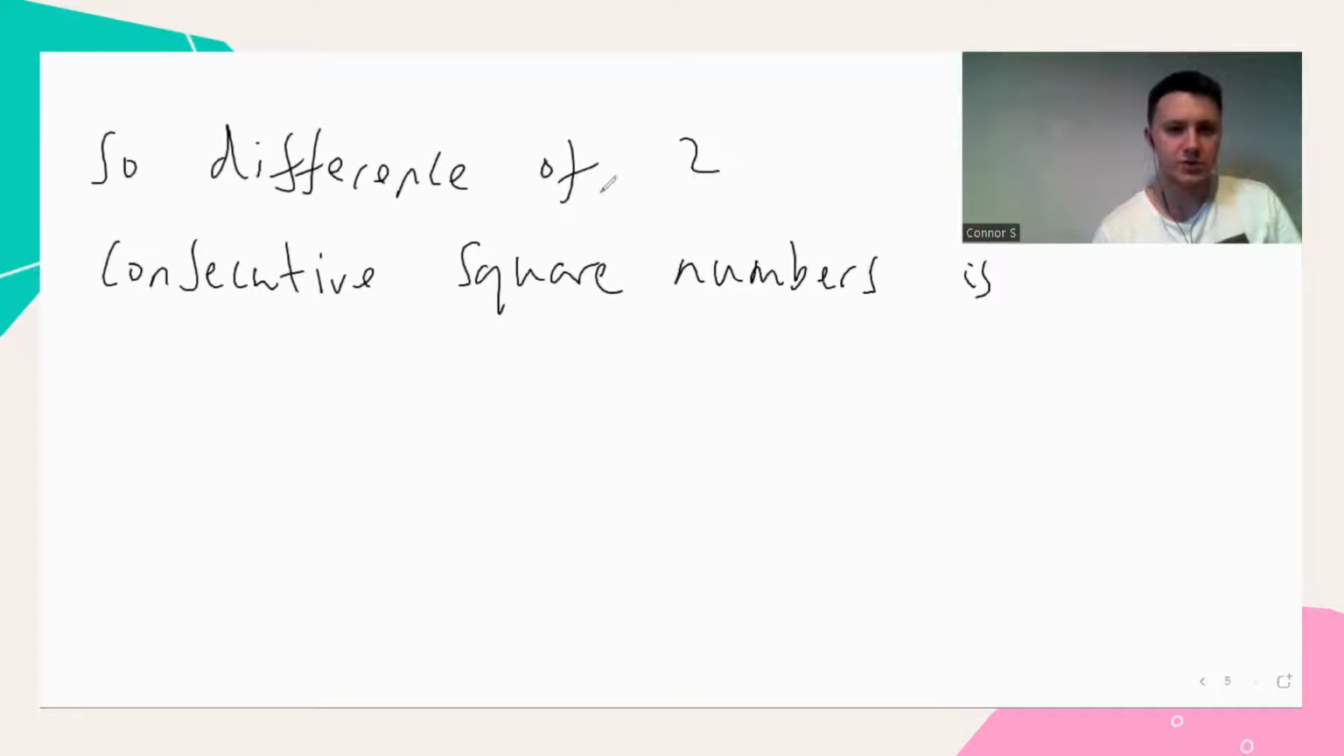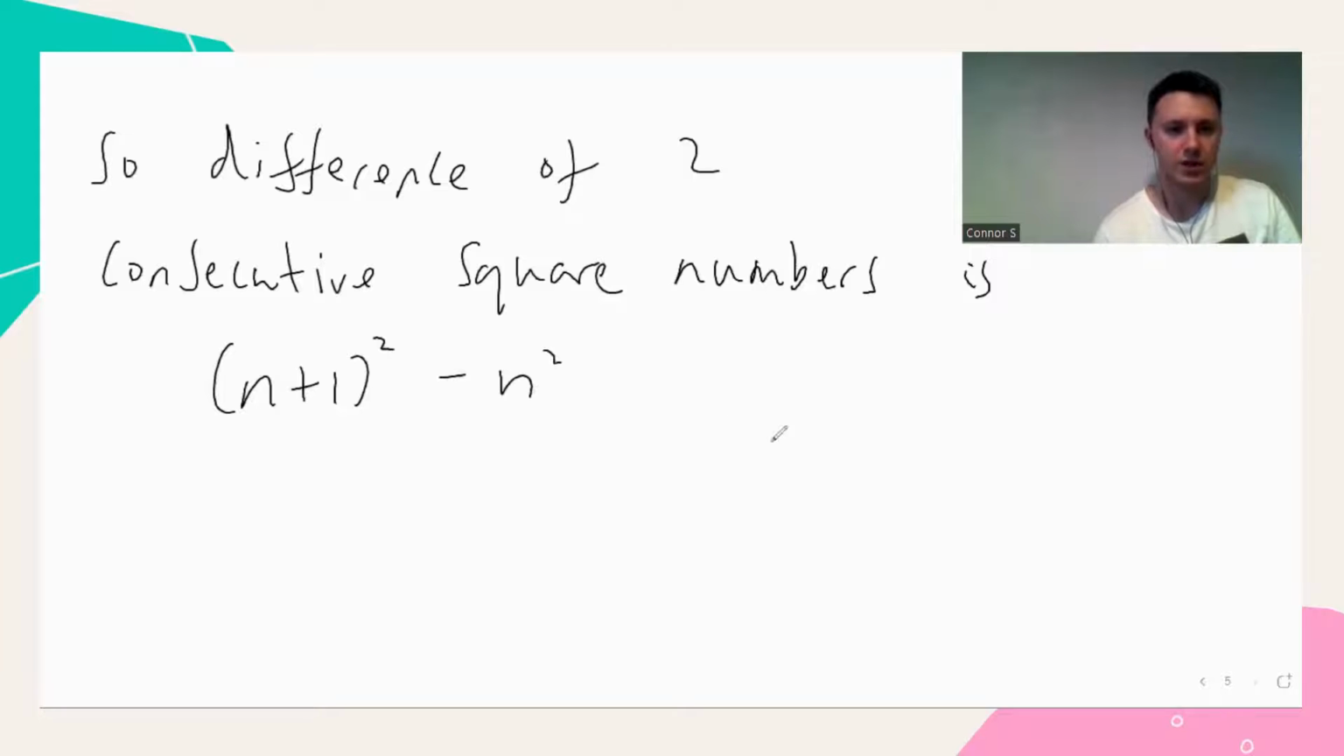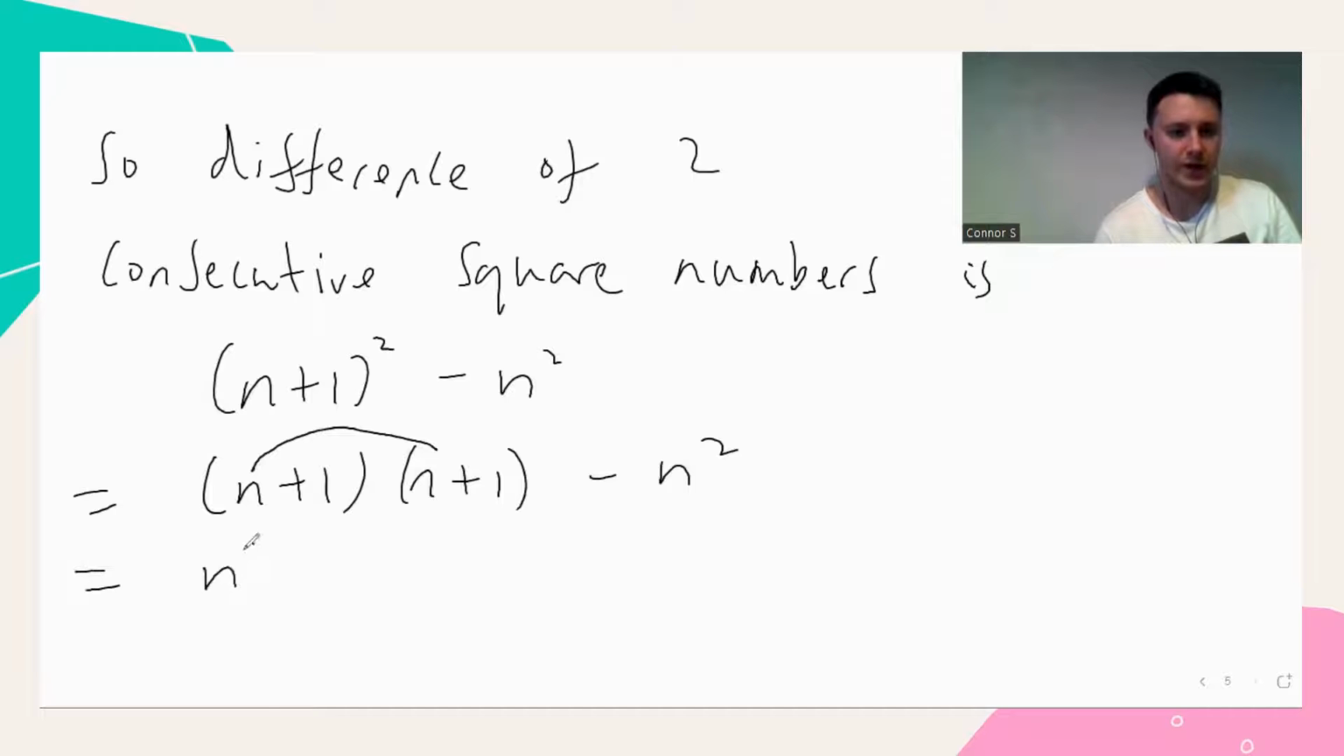So the difference between two consecutive square numbers is going to be (n plus 1) squared, so the bigger square number, take away the smaller square number. So what we're going to do is expand our brackets. We've got (n plus 1) times (n plus 1), and then take away n squared. So expanding our brackets like this, we'll get n squared, we'll then get a plus n, we'll then get a plus n there, we'll then get a plus 1 at the end, and then take away this n squared there.